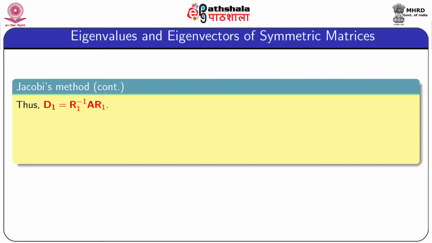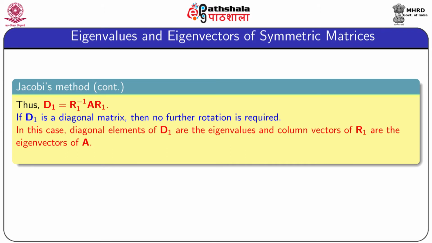Let R1 inverse AR1 be the diagonal element D1, that means D1 is taken as R1 inverse AR1. If D1 is a completely diagonal matrix, then no further rotation or transformation is required. But if D1 is not a diagonal matrix, then the next iteration is required. If D1 is a diagonal matrix, then the diagonal elements of the matrix D1 are the eigenvalues and the column vectors of R1 are the eigenvectors of the matrix A. Otherwise, another rotation or iteration is required to get the diagonal matrix corresponding to the matrix A.